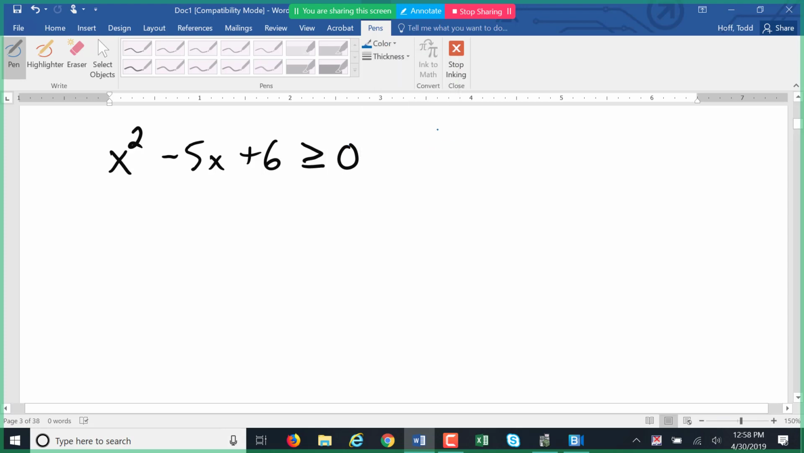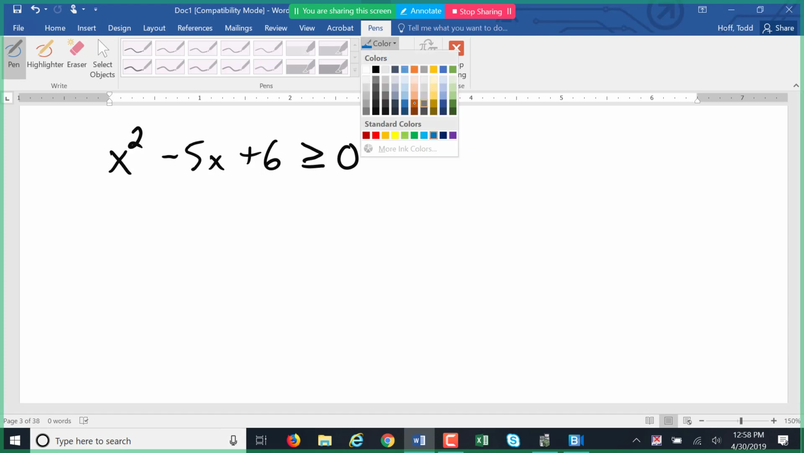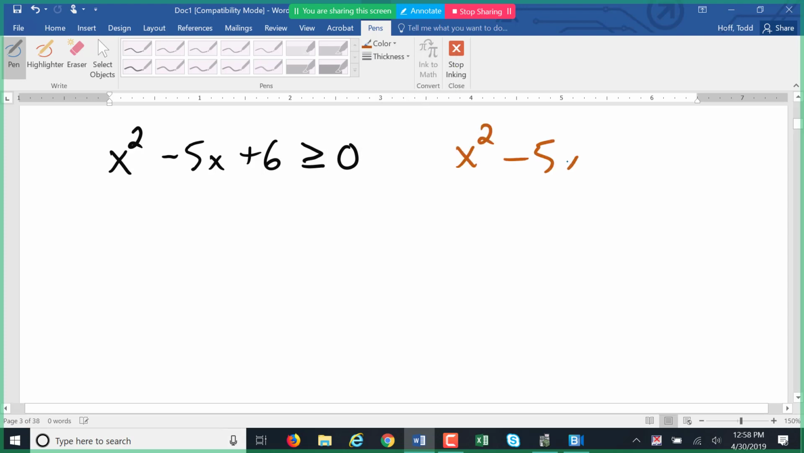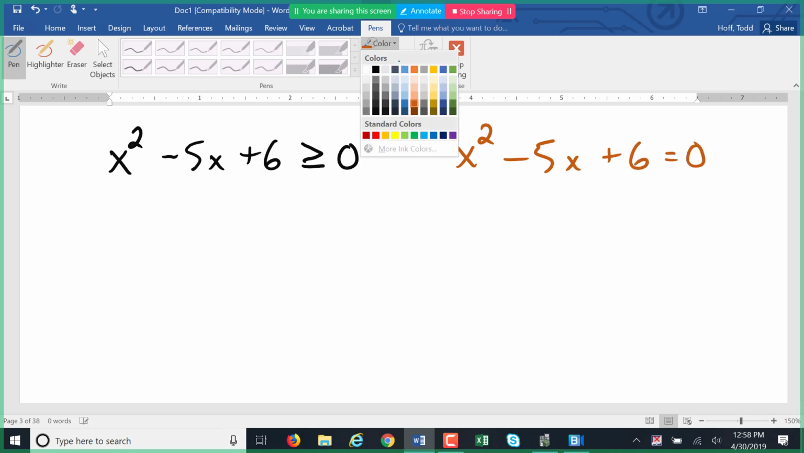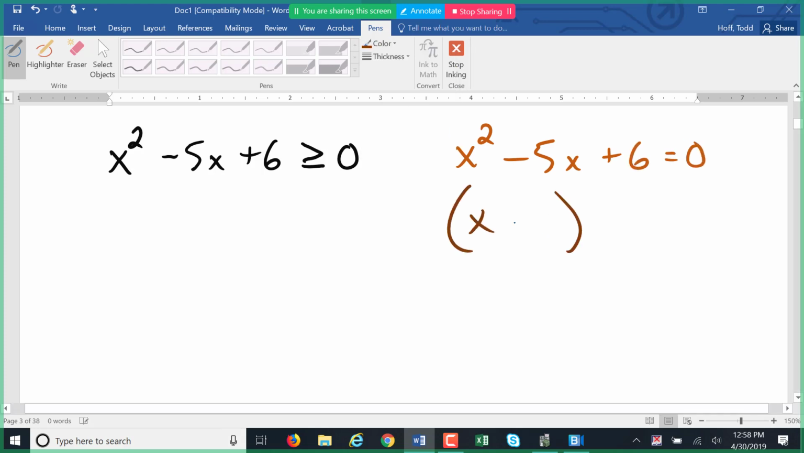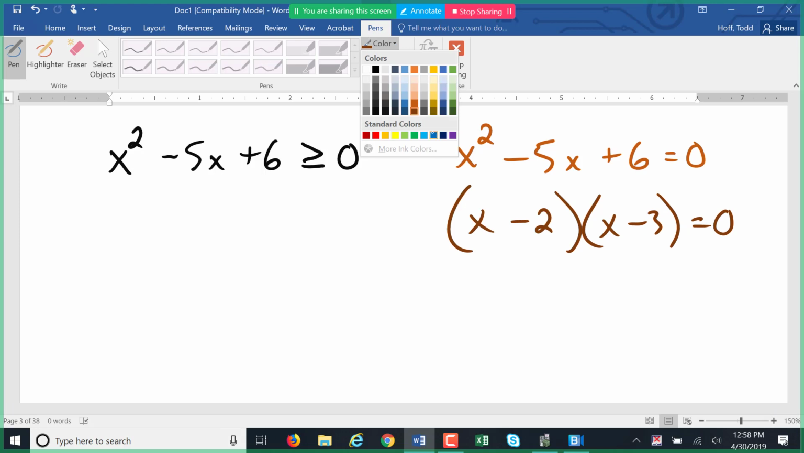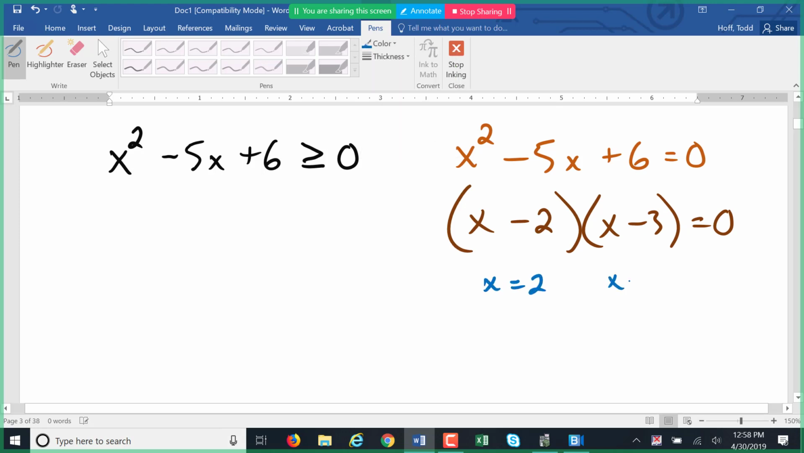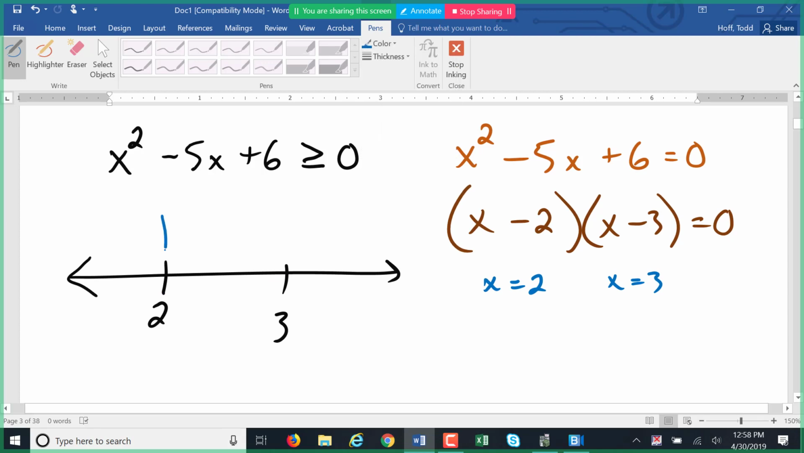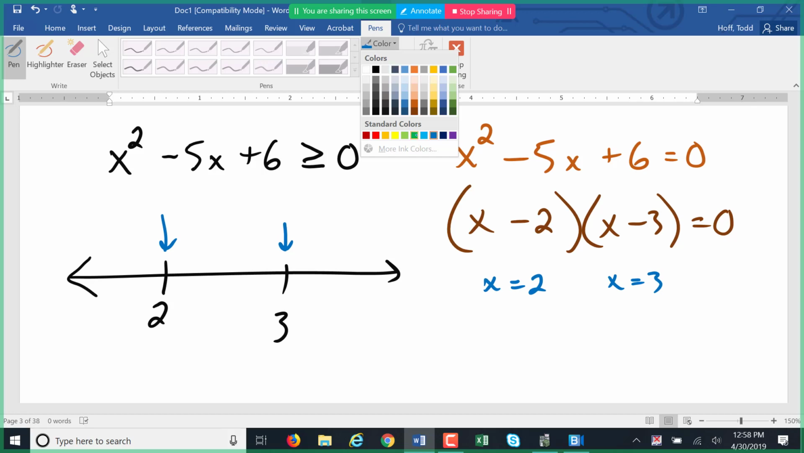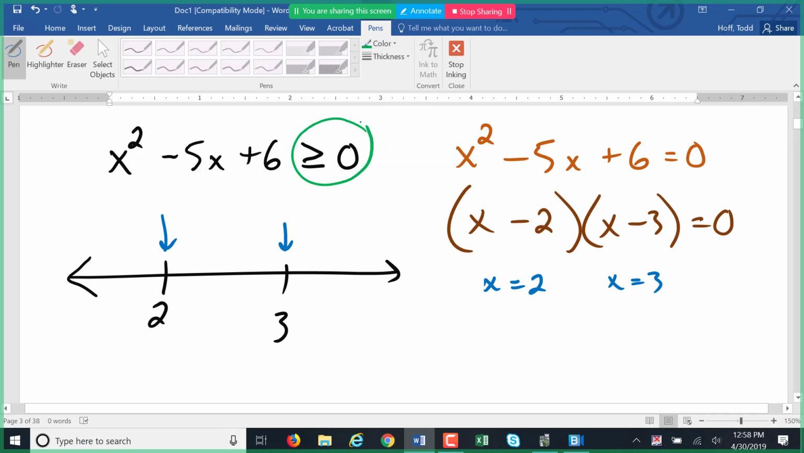If we look at this one, it's got 0 over here already, so we're good there. Let's just use the equivalent equation. It is factorable: x minus 2, x minus 3. So here we get x equals 2 and x equals 3 are the boundary values. Pretty narrow boundaries. Here, however, we want the value to be greater than 0.